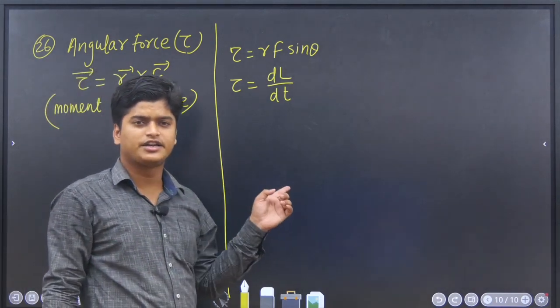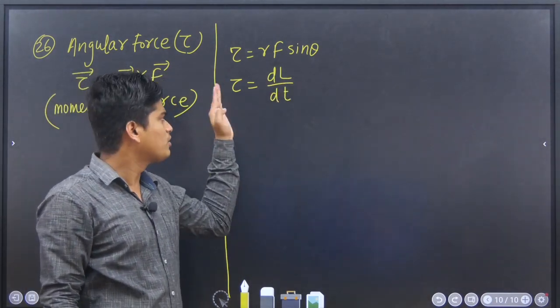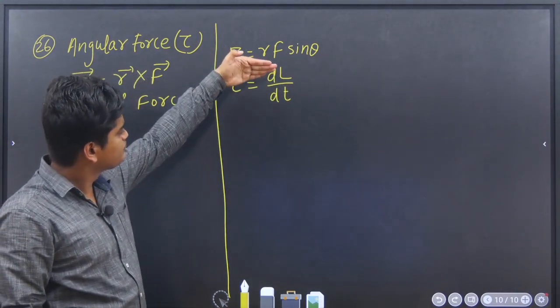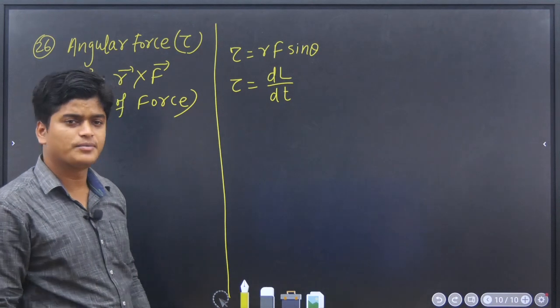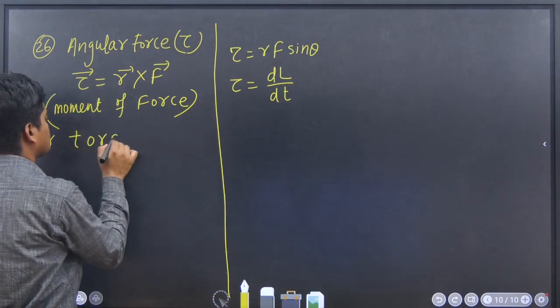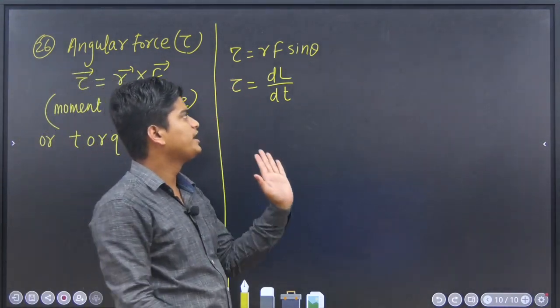It is like your linear force. Linear force equals change in momentum by time. So angular force is nothing but change in angular momentum by time. This is also called torque, tau. So tau equals dL by dt.